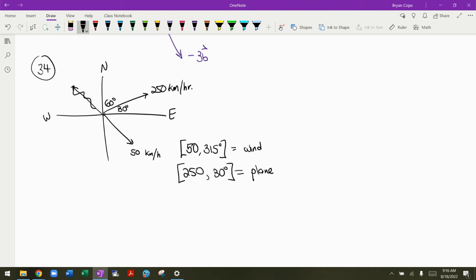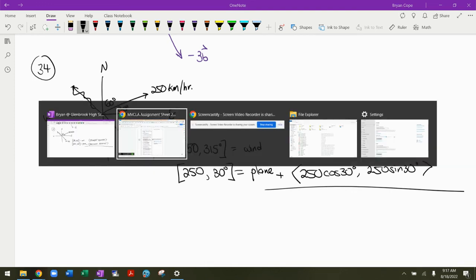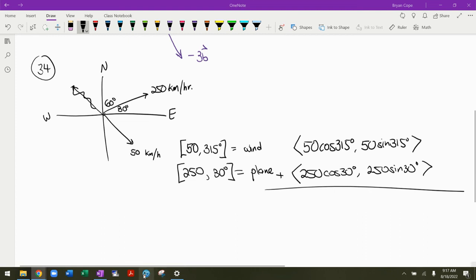So we're going to add these, but they can only be added once they are in rectangular form or component form. So our x component is 50 cosine 315, and our y component is 50 sine 315. That's for the wind, and then 250 cosine 30 and 250 sine 30 for the plane. So we're just going to add x components and add y components, and then we're going to convert back to polar. So let's use the calculator for that.